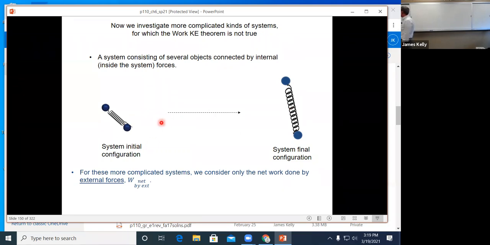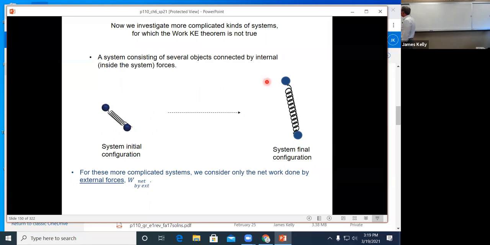How we were thinking about the box earlier, this is now what we're going to think about doing work on by pulling and pushing on the various parts of the system. We're only going to consider the work done by external forces on this.